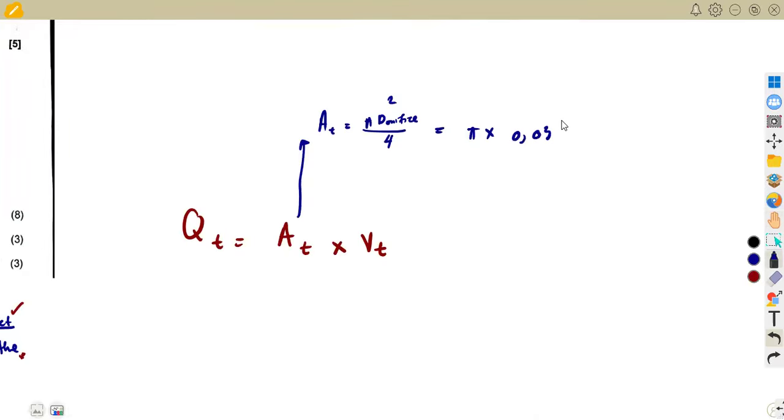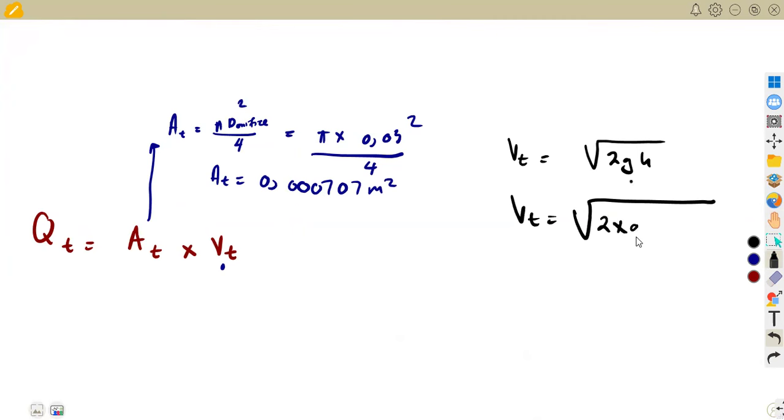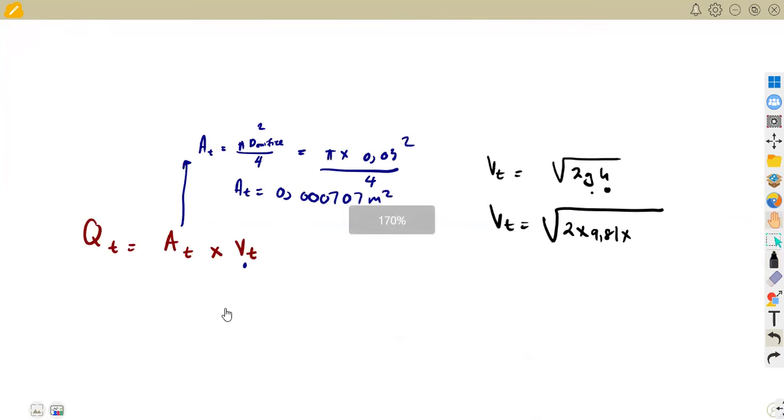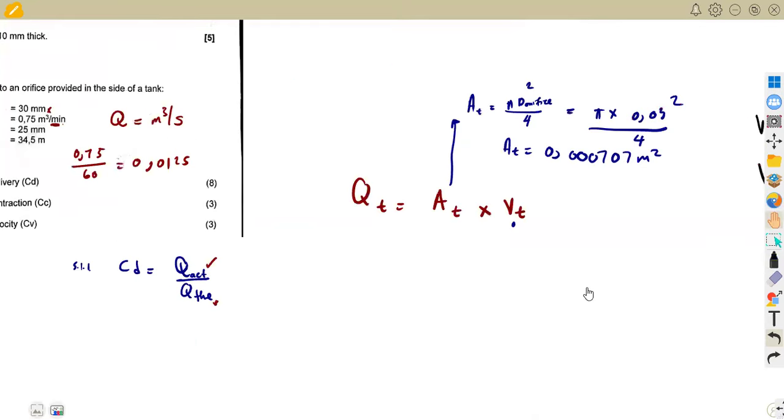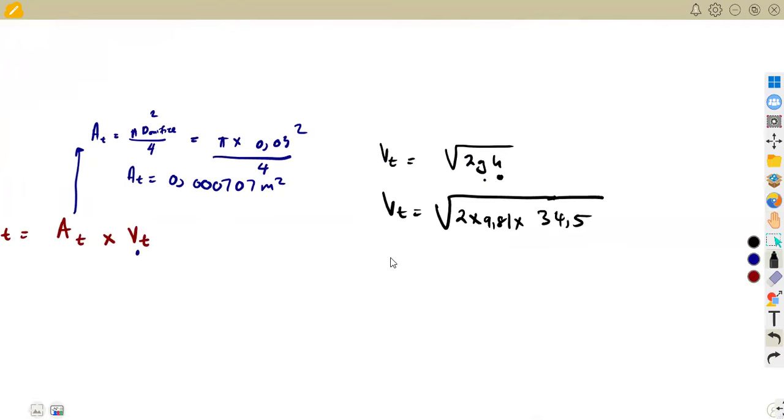This is just a straightforward type of equation. If you know your formulas, you just substitute everything. You've got your AT, which is 0.000707 square meters. We also need to calculate VT, our theoretical velocity. VT is also taken from our formula. Remember that theoretical velocity is the square root of 2gh. So our VT is the square root of 2 times g, the gravitational acceleration, times the pressure head. Remember, our pressure head was given as 34.5. So you multiply by 34.5, our pressure head. That gives us a theoretical velocity of 26.017 meters per second.